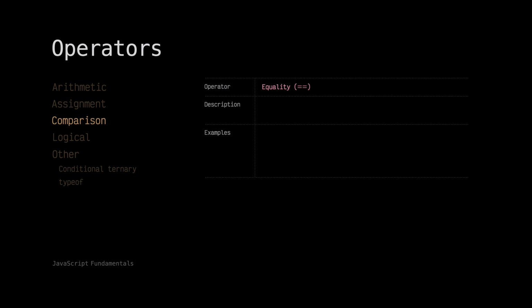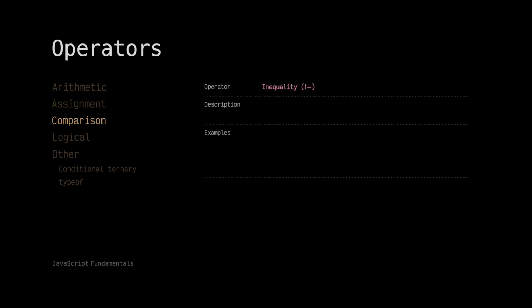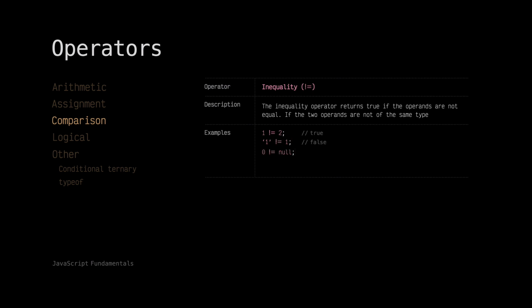Equality operators. The equality operator converts the operands if they are not of the same type, then applies strict comparison. Inequality. The inequality operator returns true if the operands are not equal. If the two operands are not of the same type, JavaScript attempts to convert the operands to an appropriate type for the comparison.